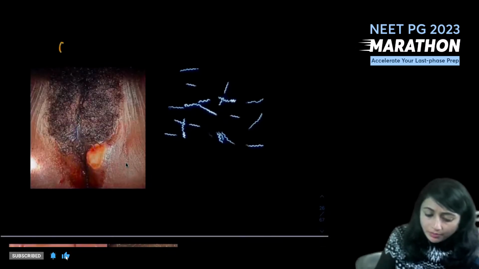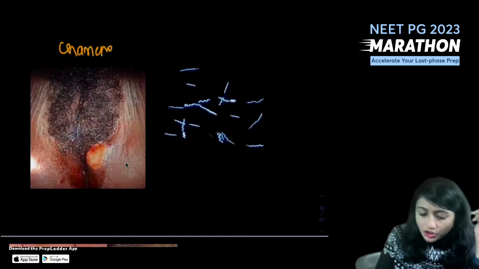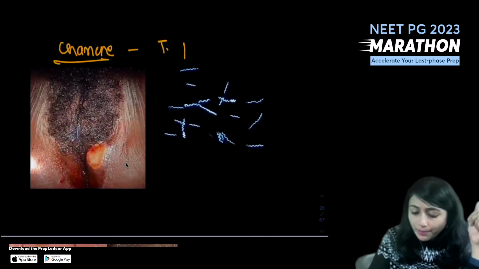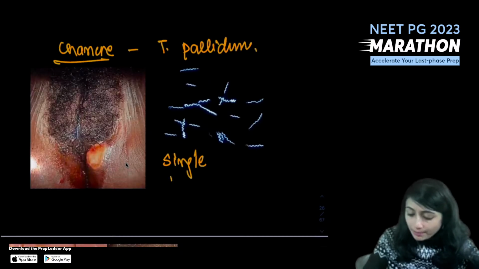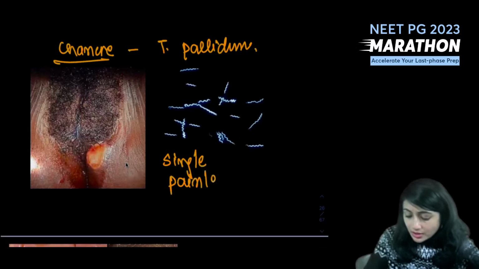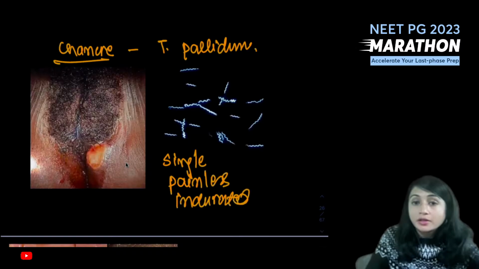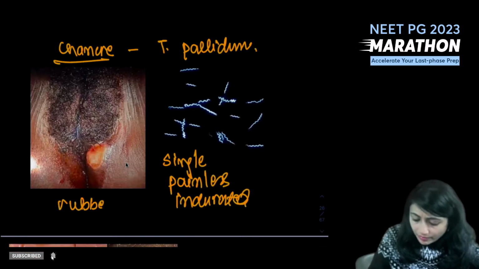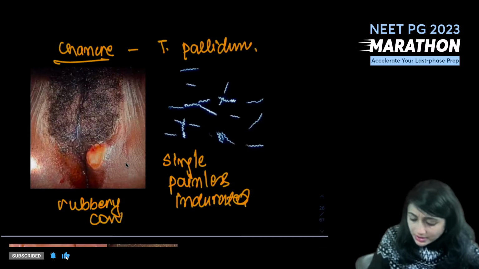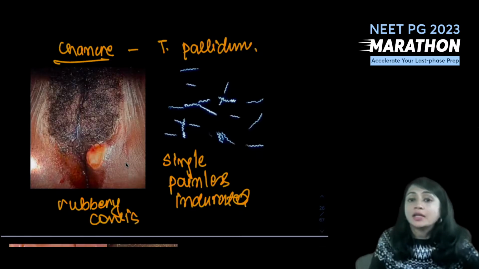Then what is this? This is a typical image of a chancre. Chancre is caused by Treponema pallidum, syphilis, primary stage. What do I see? I see a single lesion which is painless, which is indurated, which has a rubbery consistency. Anything can be given to you in the exam. But the important point here would be single, painless and indurated.